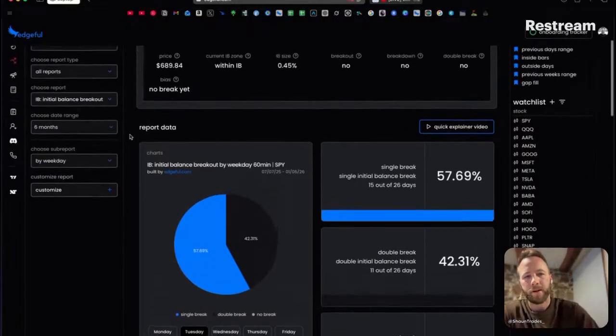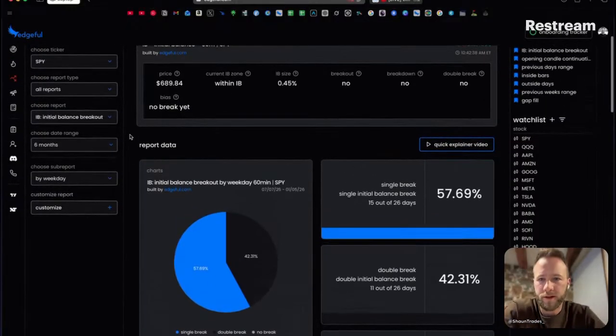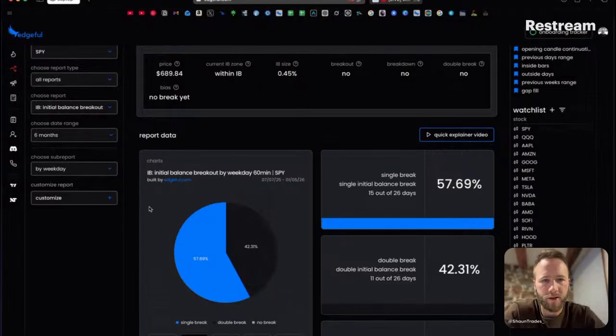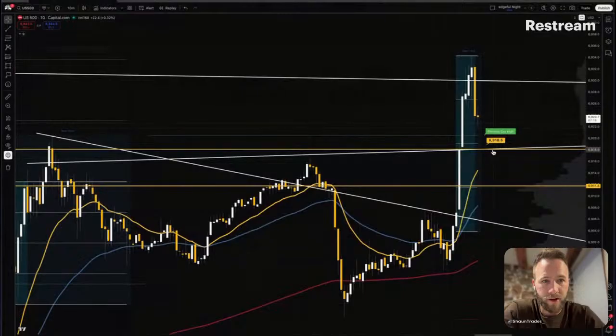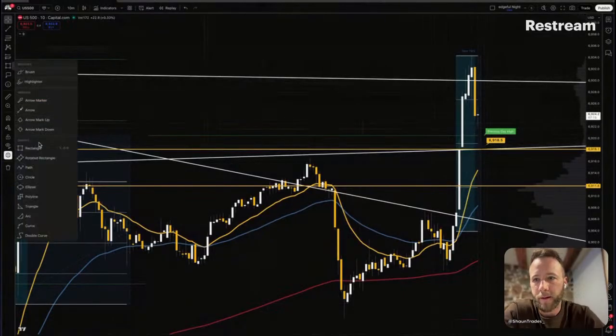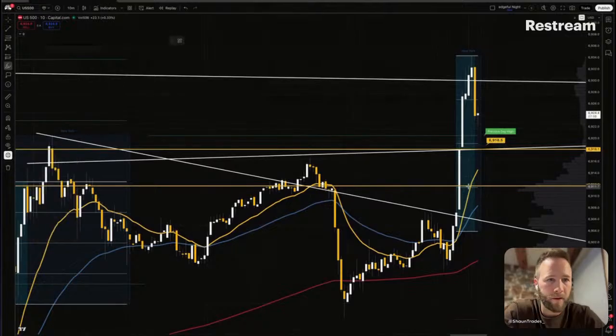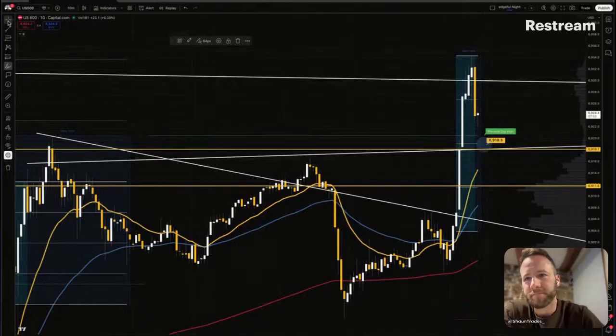Awesome. So with the data that we've got on Edge4 here, we're going to see that there is a 57% chance that there's going to be a single break. So what we want to do is get our entry prepared for this sort of area. We'll draw a big circle on there, just there. That's not that big, but it's a circle. It is what it is.